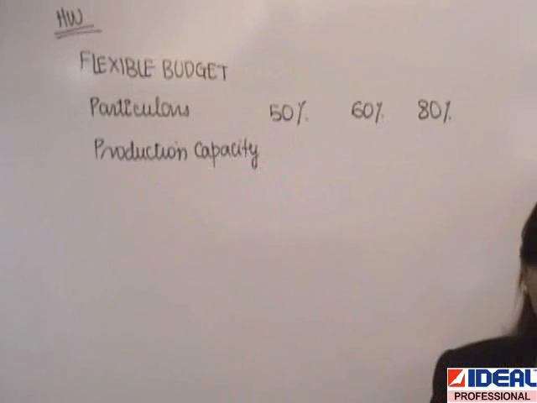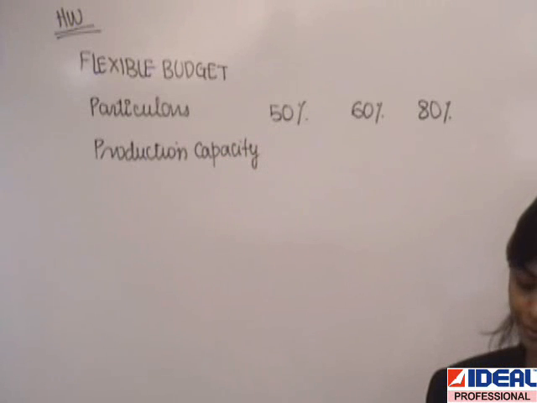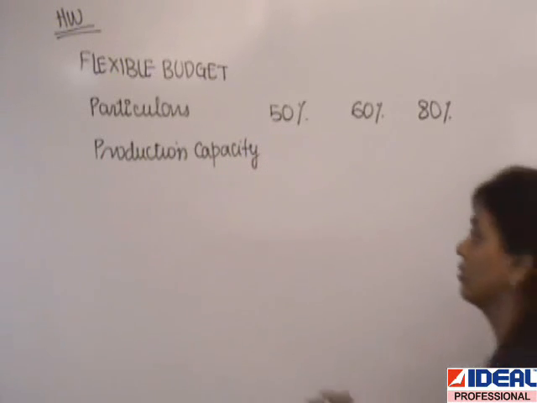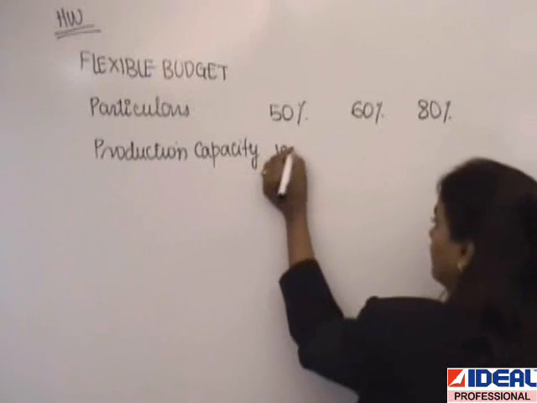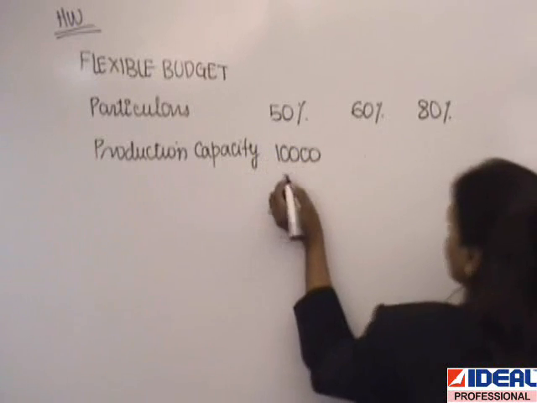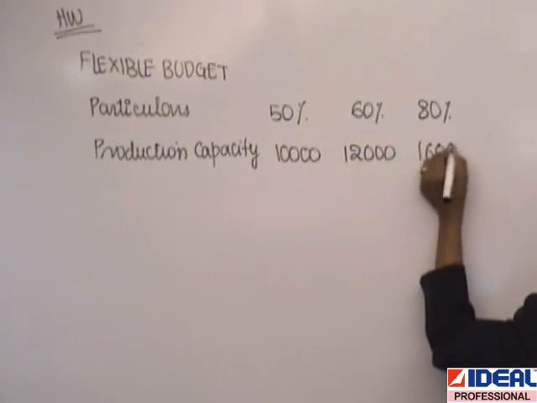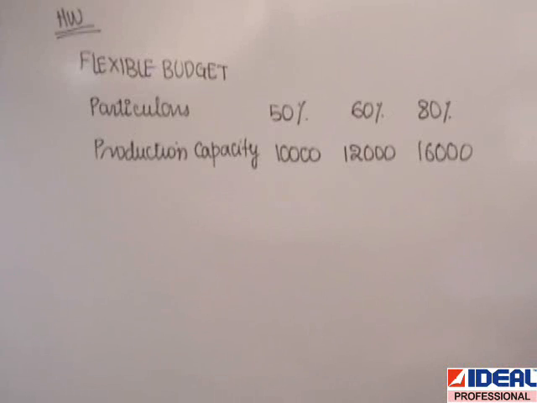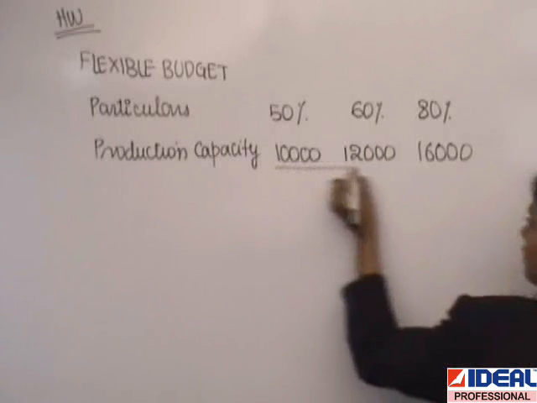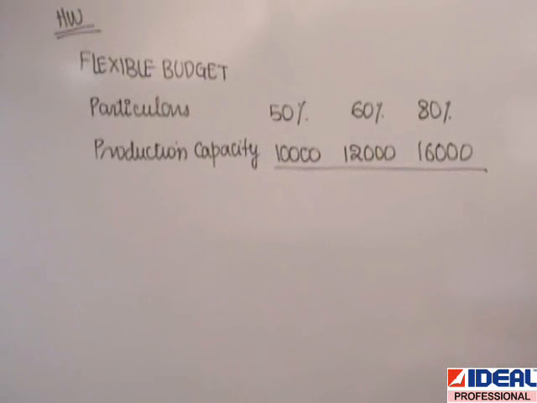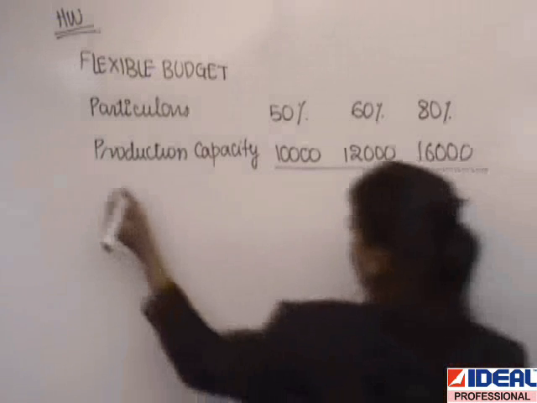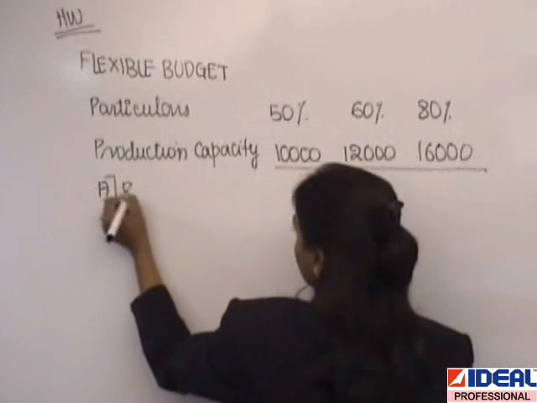Production capacity, how much is the total? At 50% it is producing 10,000. So here it will be 12,000 and here it will be 16,000. Okay? Correct? Students, reply. Have you got the same production capacity? Okay? Then A part is the revenue.